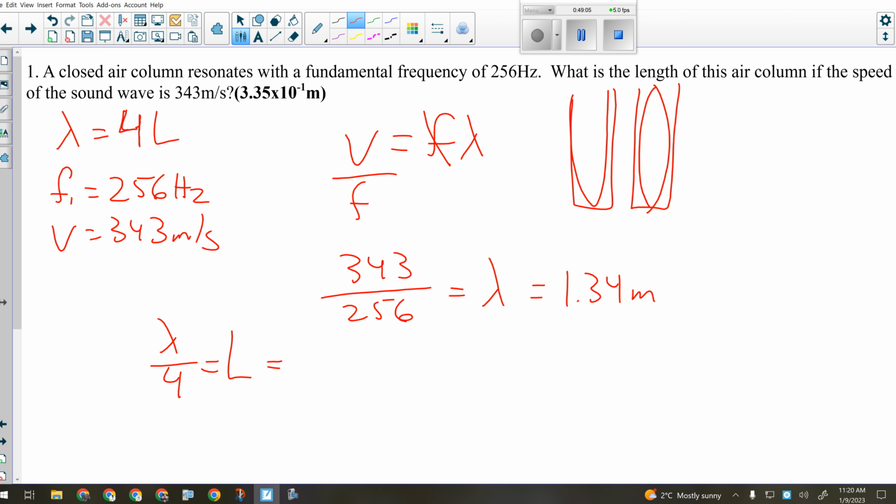This is a trick that can come up with closed air columns. A lot of times in a closed air column question, part B would be: you calculated what the fundamental frequency is, what's the next frequency you would hear? Well, it's not F2, it's F3, because it doesn't make any sound at F2. So I've multiplied 256 by 3 and that would be the next sound I would hear.